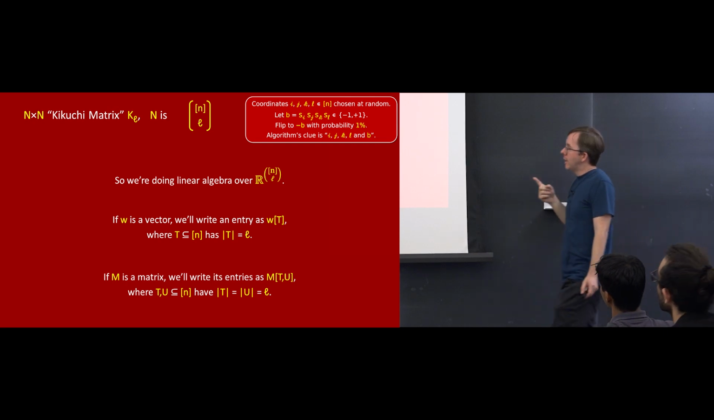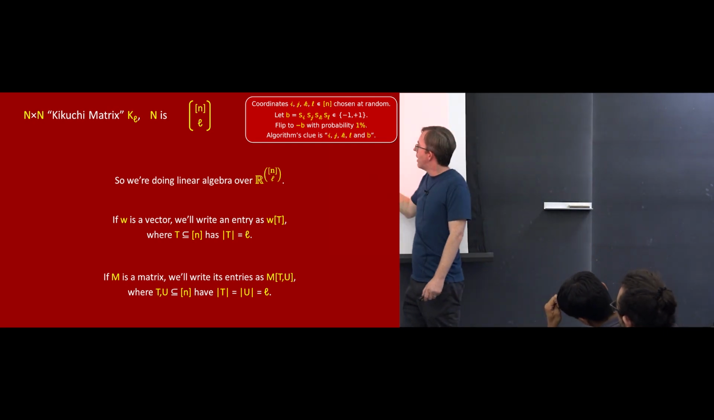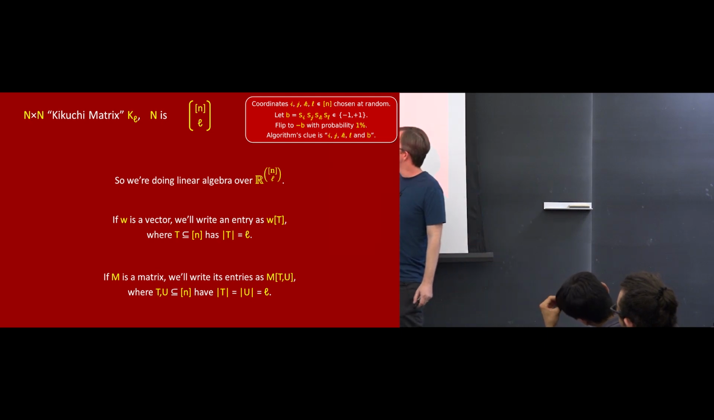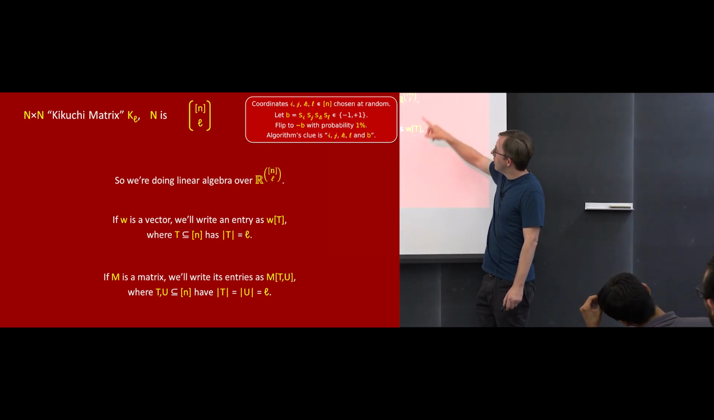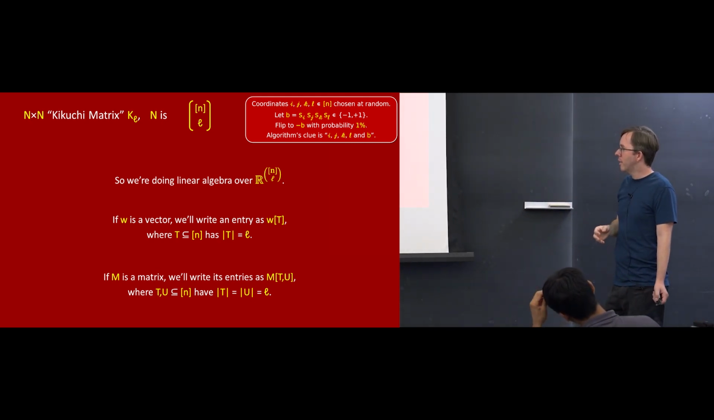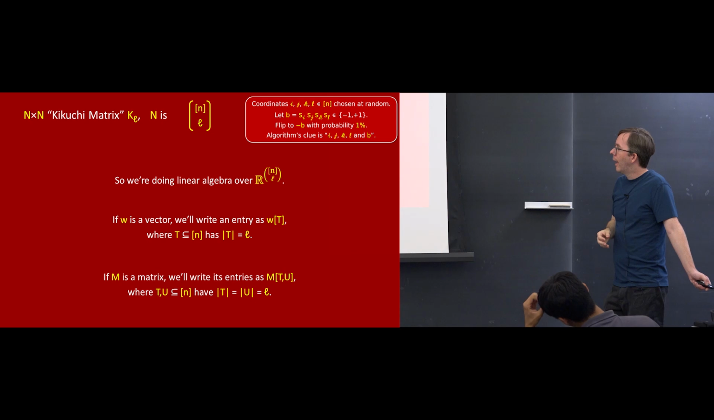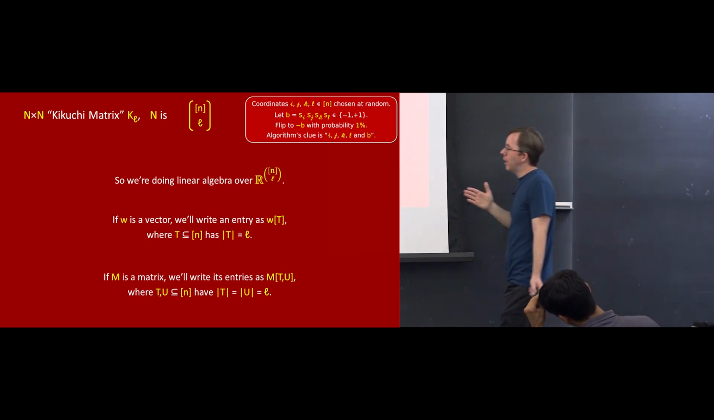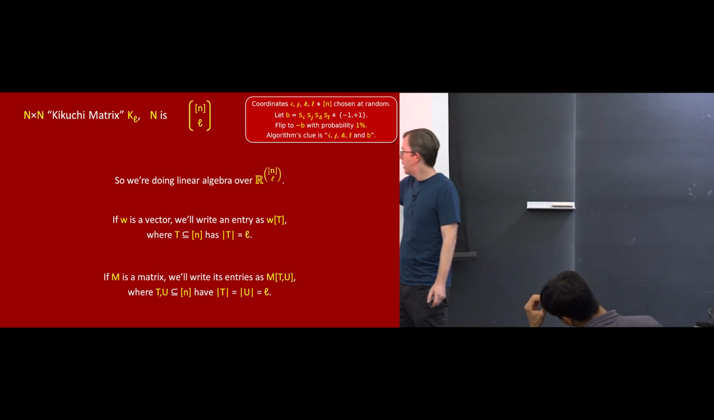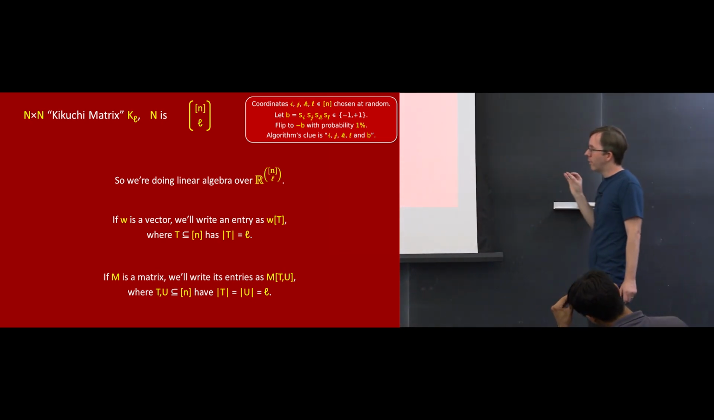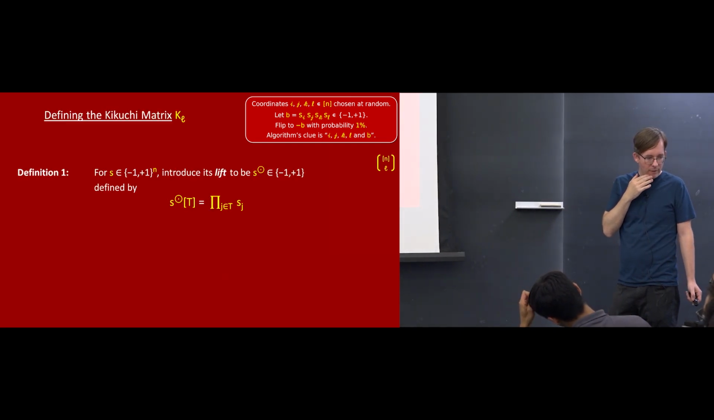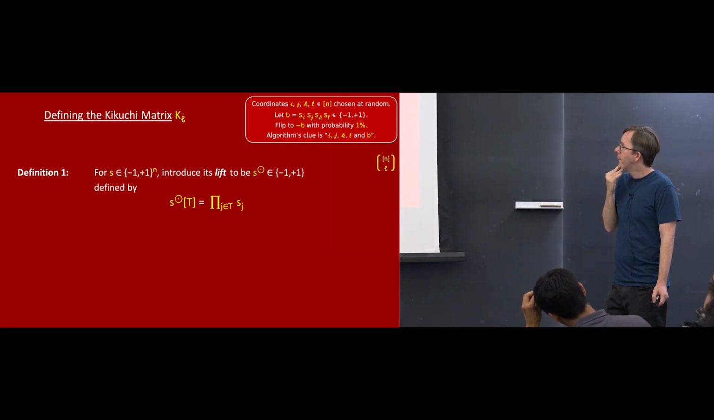Okay, so for example, if W is a vector in this space, then we'll write one of its entries as W of T, where T is a subset of the n positions of size L. Think of L as a big constant. Or if capital M is a matrix on this space, we'll write its entries as M, T, comma, U, where T and U are subsets of 1 through n of cardinality L.